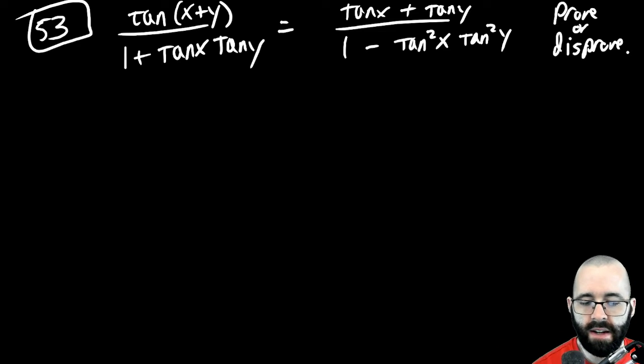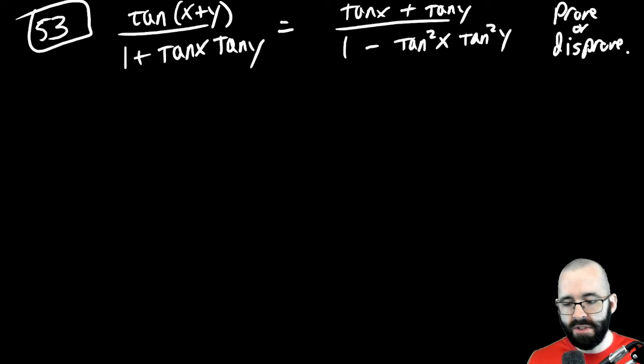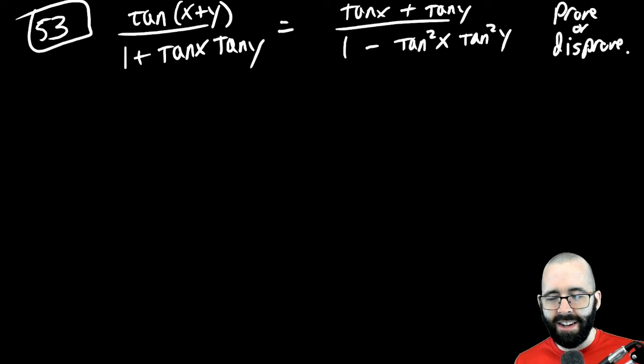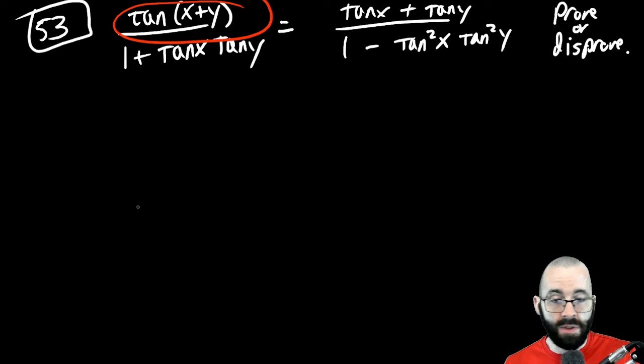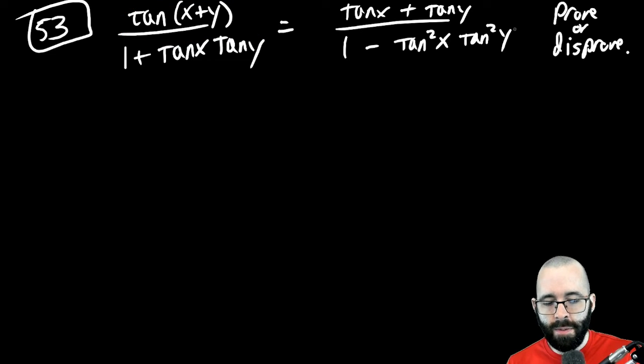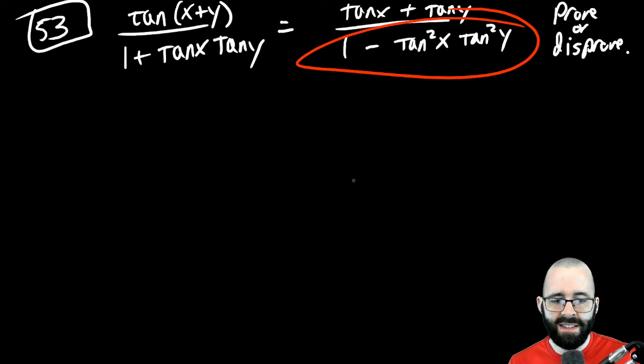So we'll start with the messier side and try to get to the easier side. And there's two ways of doing this because I don't know what you think is the messier side. So on the one hand, I want to start with the left because I can use the angle sum formula for tangent. But on the other side, that's kind of more complicated. So which side do you start with? And the answer is really just whichever side you see something that you can do.